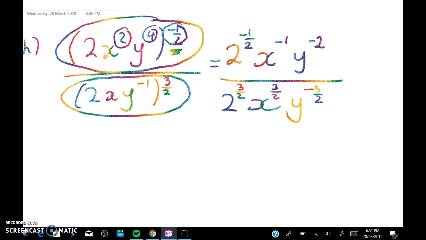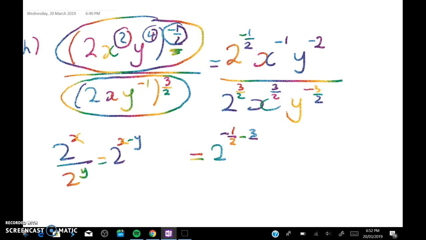And I can clean this up by remembering that if I've got 2 to the x over 2 to the y, we've got the same base, so we subtract the powers. So what does that leave me with? Well, here I've got 2 to the negative 1/2 minus 3 over 2. X to the negative 1 minus 3 over 2, and y to the negative 2 minus negative 3 over 2.